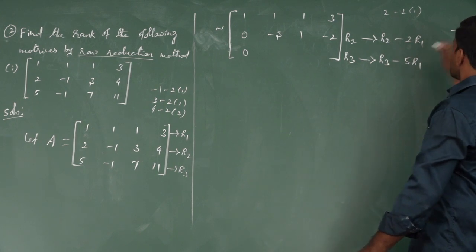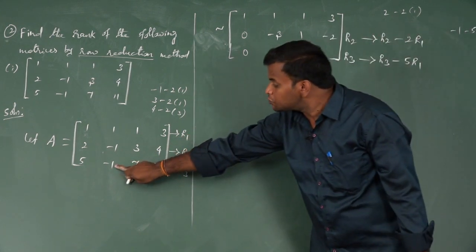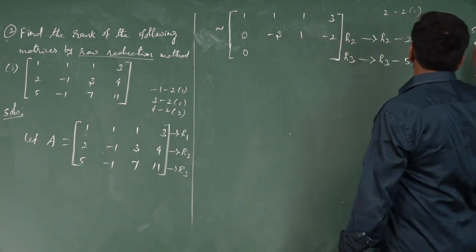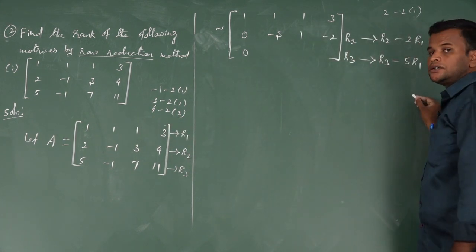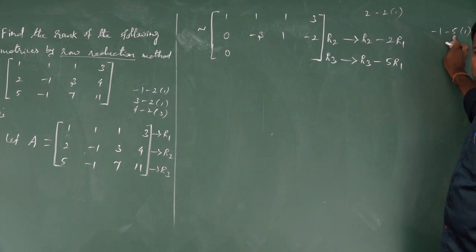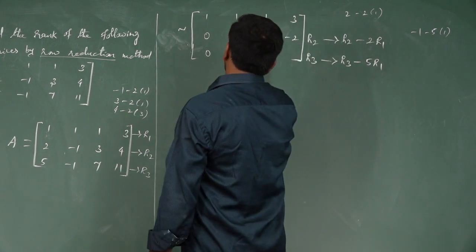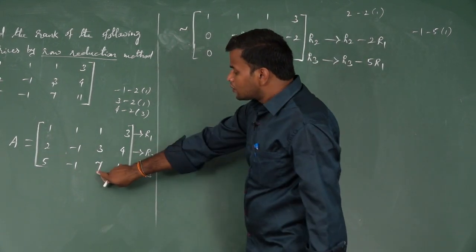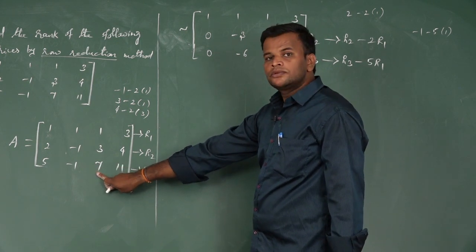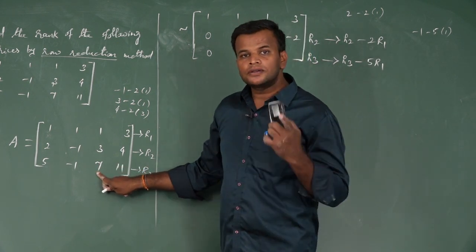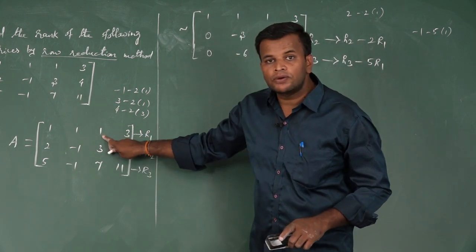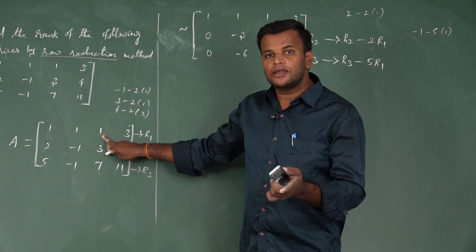Minus 5 times R1, whose corresponding element in R1 is 1. Minus 5 times 1. What is the final answer? Minus 1 minus 5 is minus 6. The next element, the number 7: we write R3 as R3 minus 5 R1. 7 minus 5 is 2.